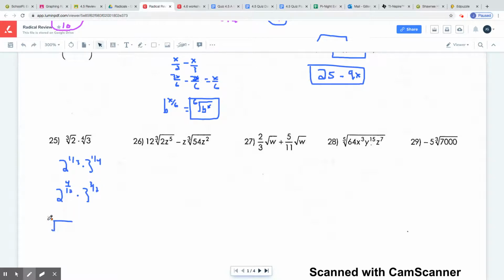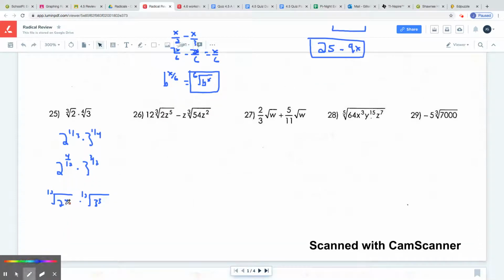which is really the 12th root of 2 to the 4th times the 12th root of 3 cubed. Now, the 2 to the 4th is what? 16. 3 cubed is 27. So the answer is the 12th root. I believe that is 432. So it's the 12th root of 432 is your answer.